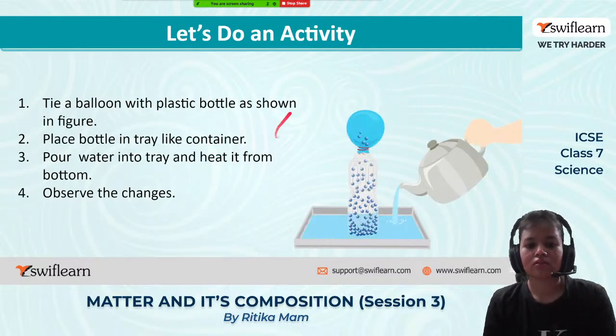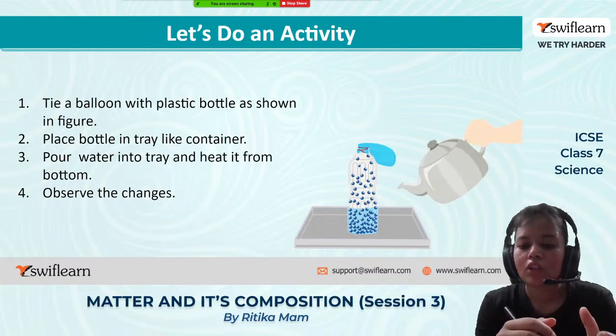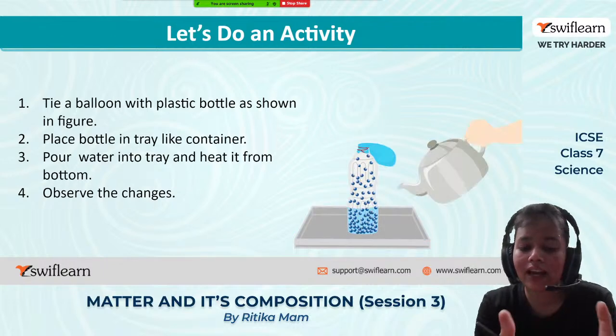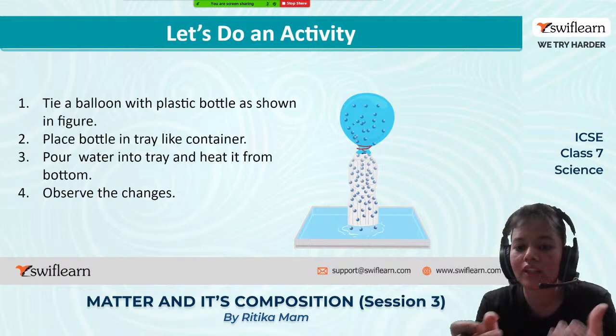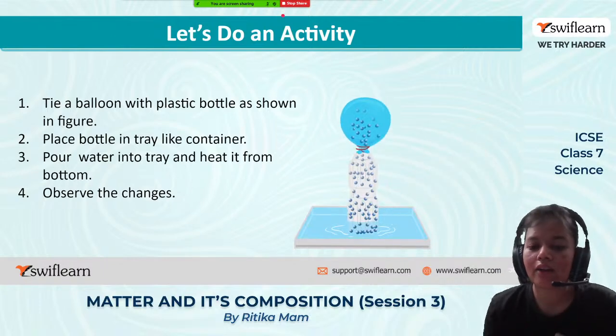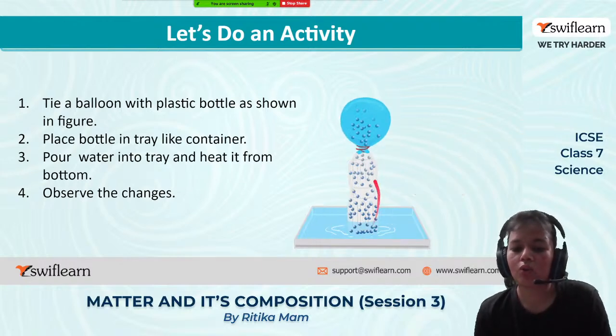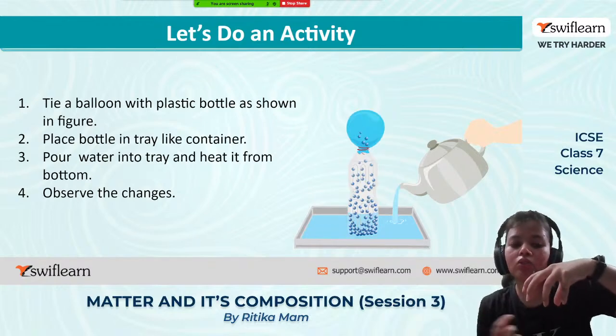All right, so let's do an activity. I'll request, if you're doing this activity, you might need a slightly big bottle so that you can see the results. So what we have to do is take a plastic bottle which is shown over here, and tie a balloon at the mouth of the bottle.